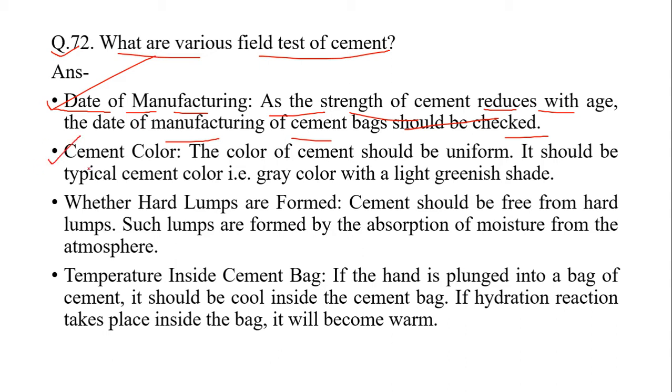Second is cement color. The color of cement should be uniform. It should be the typical cement color, that means gray with a light greenish shade.